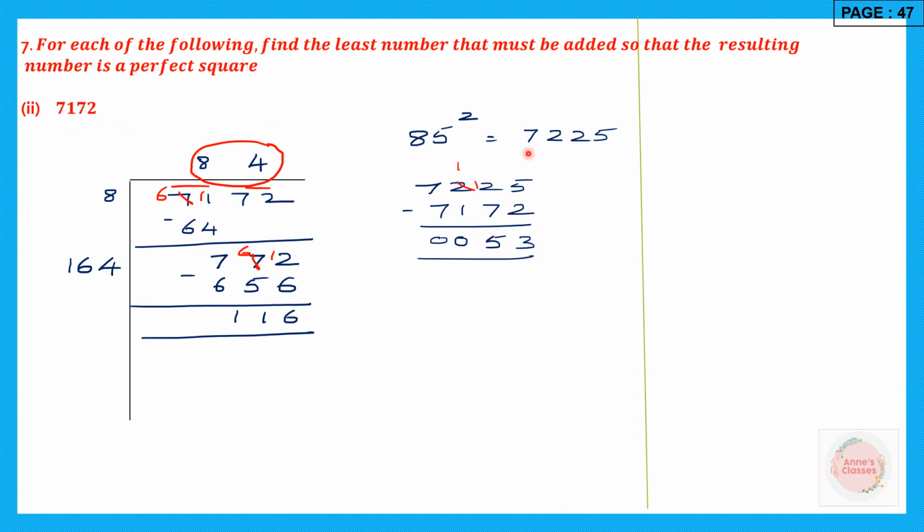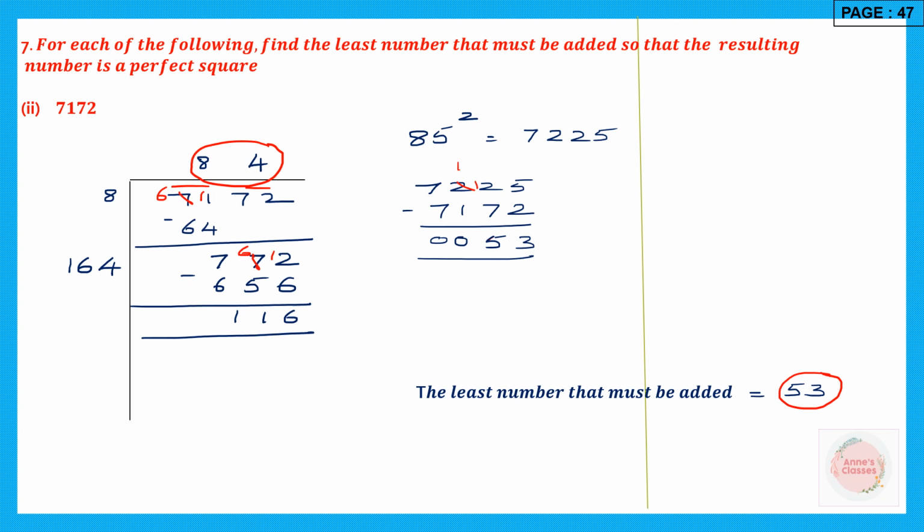So that means if I add 53 to 7,172, I will get 7,225, which is a perfect square. So what is the number that I should add? 53 is the number that must be added. So the least number that must be added is 53. So this is my answer.